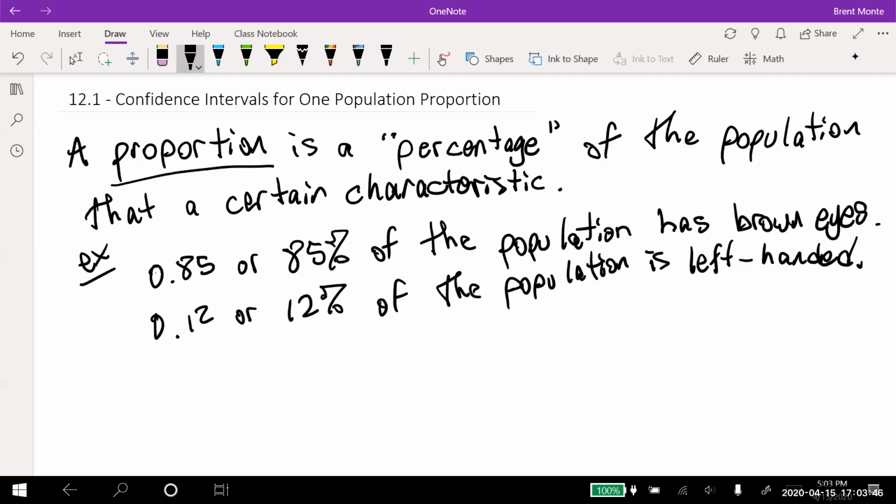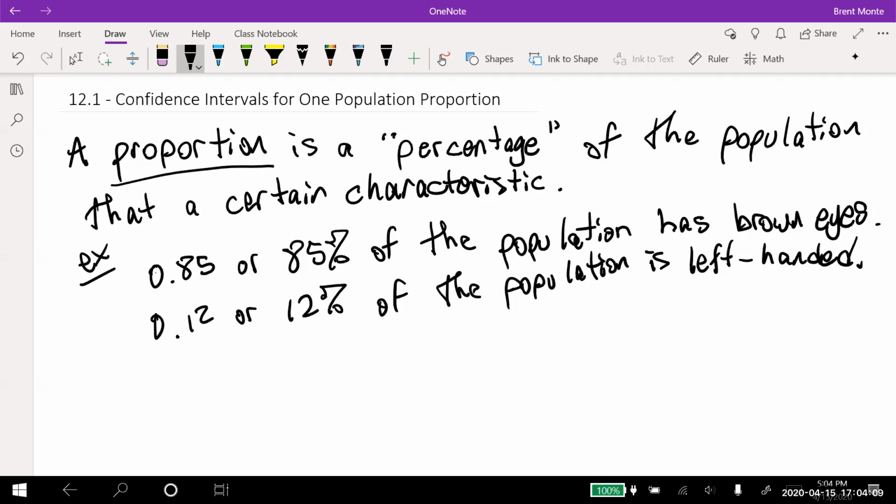And so you can say any multiple of things. If you're looking at cars in the parking lot, you could say, oh, 23% of the cars in the parking lot, or 0.23, are black cars, something along those lines. So it's some characteristic. It's not a number that we're looking at. It's a characteristic. Do they have this characteristic or do they not? So that's what we're talking about here.